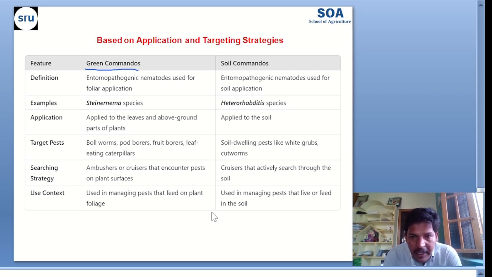Based on application and targeting strategies, entomopathogenic nematodes are green commandos and soil commandos. Green commando entomopathogenic nematodes are used for foliar application. Soil commando entomopathogenic nematodes are used for soil application. Example of green commandos is Steinernema species. Soil commandos are Heterorhabditis species. Green commandos are applied to the leaves and above-ground parts of the plant, while soil commandos are applied to the soil.